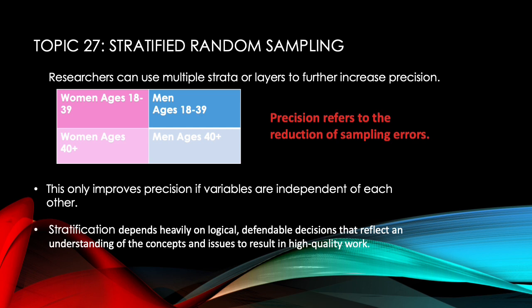Researchers are not confined to using just two variables for stratification. They can further increase precision by using multiple strata to select a given sample. Stratification depends heavily on logical, defendable decisions that reflect an understanding of the concepts and issues to result in high-quality work.